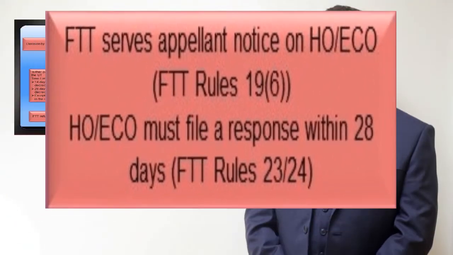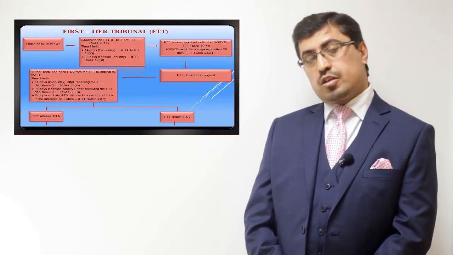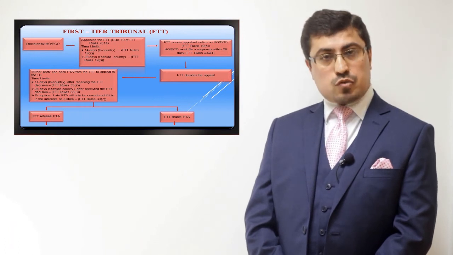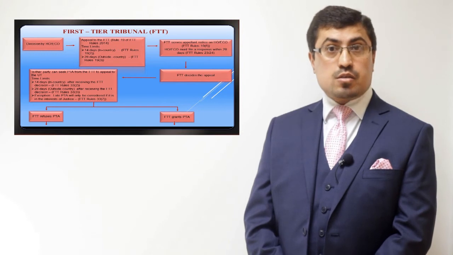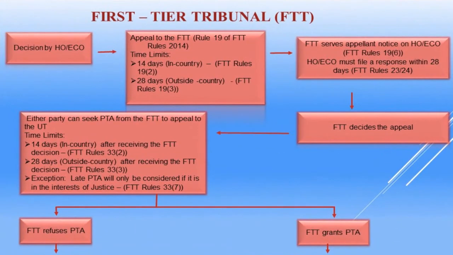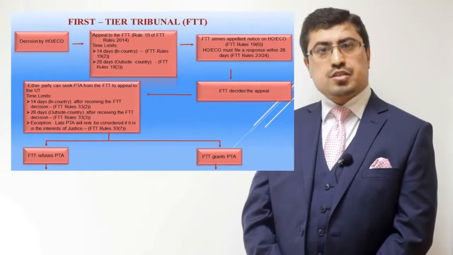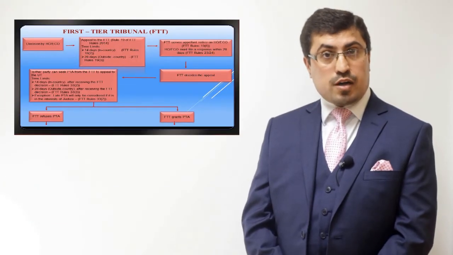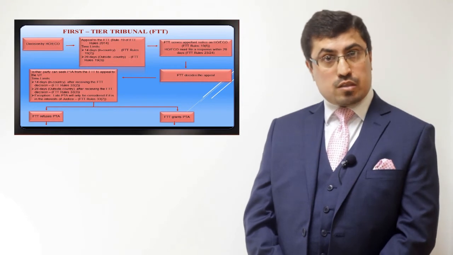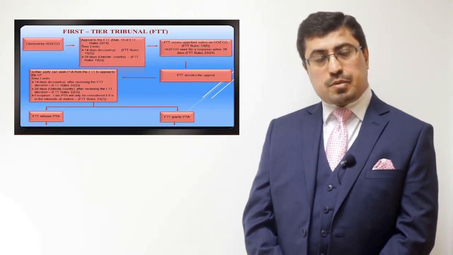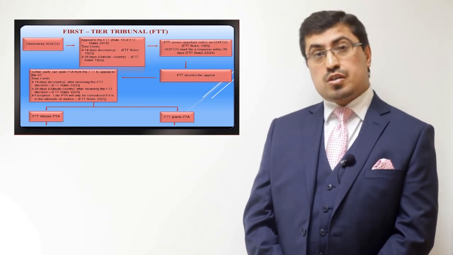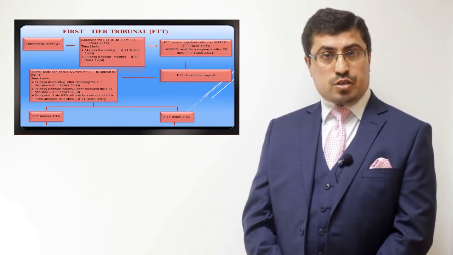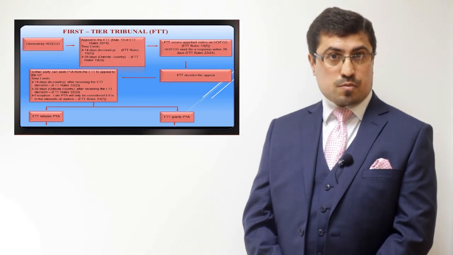Once the Home Office or the Entry Clearance Officer receives your appellant's notice, then they have to file a response notice, which must include a copy of your application form and all the supporting documentation that you sent in support of your application. Once the respondent bundle is received, then the tribunal also makes a direction for the appellant to file an appeal bundle, which must include your witness statements, the decision by the Home Office or by the Entry Clearance Officer, and any other supporting documentation that you wish to rely upon.